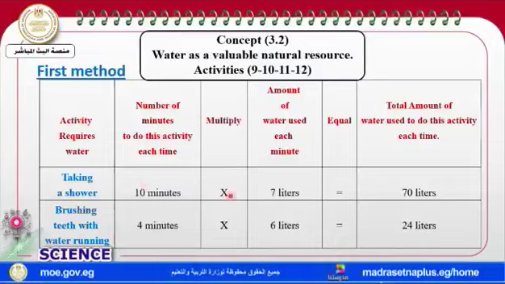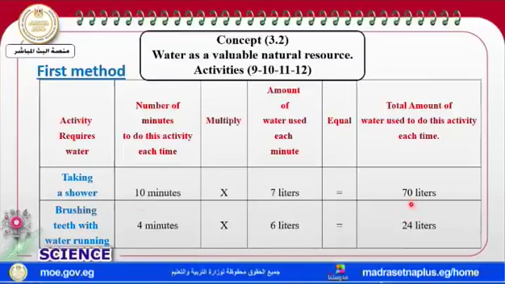Then multiply by the amount of water for each minute. Here we have 10 minutes. And the amount of water which we use in each minute is 7 liters. So 1 minute of taking a shower takes 7 liters. So what is the total amount of water used to do the activity each time? So every time you take a shower for 10 minutes, it uses 70 liters.